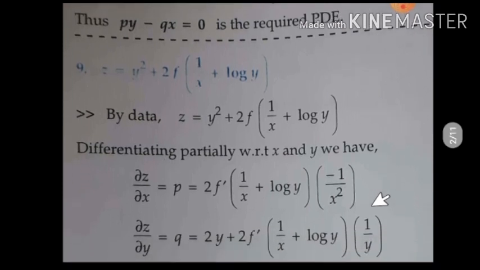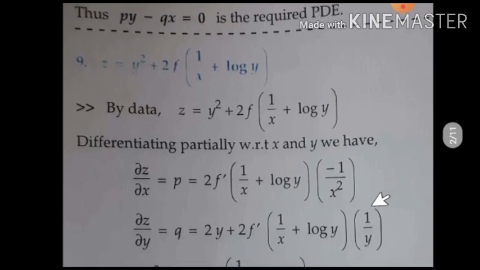Then find the partial derivative of z with respect to y. Derivative of y square is 2y. 2 as it is. Derivative of f is f dash of that bracket function, you have to write as it is. Then from that bracket function differentiate only the y variable. What is the derivative of log y? It is 1 by y.